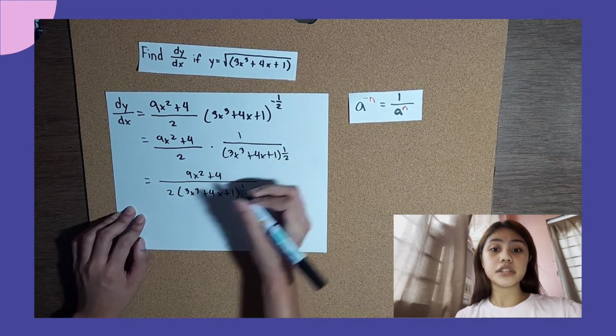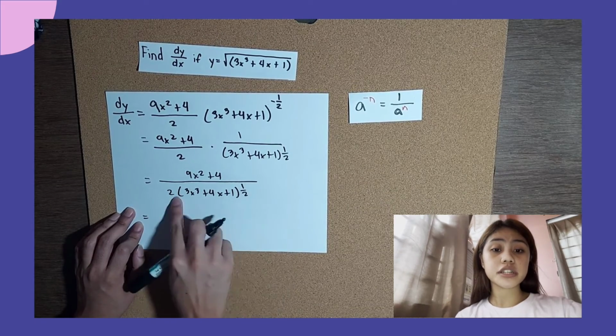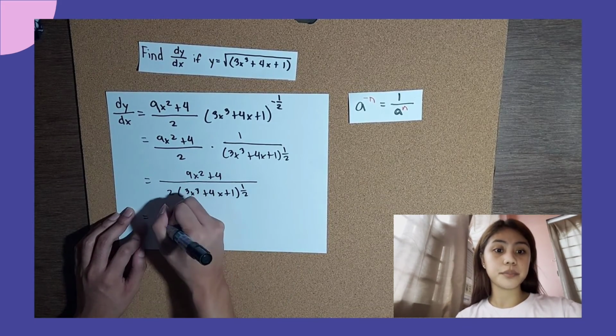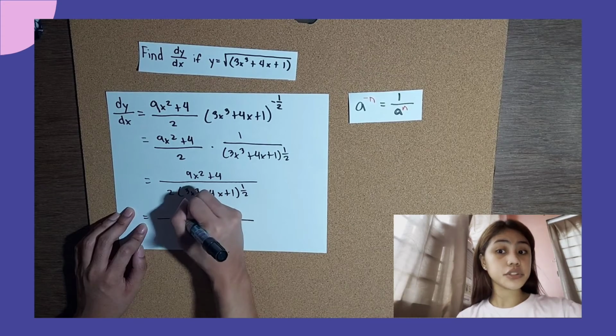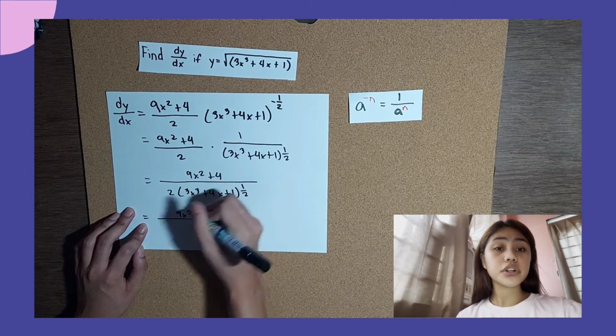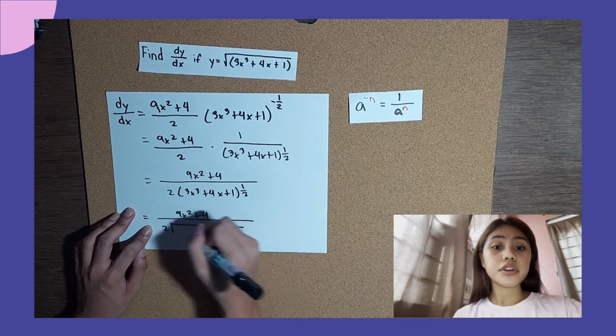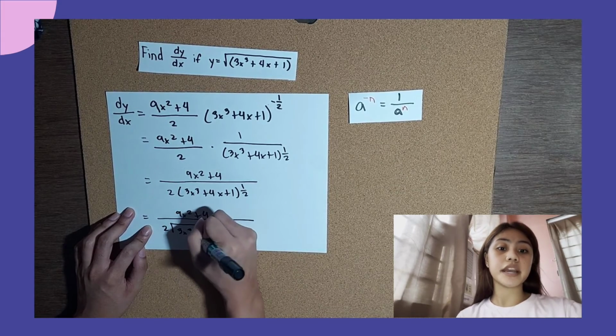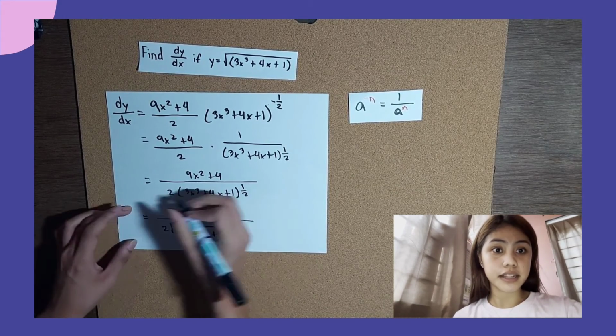The final step to do is to transform the fractional exponent back to radical form. This gives us 9x squared plus 4 over 2 square root of 3x cubed plus 4x plus 1, which gives us our final answer.